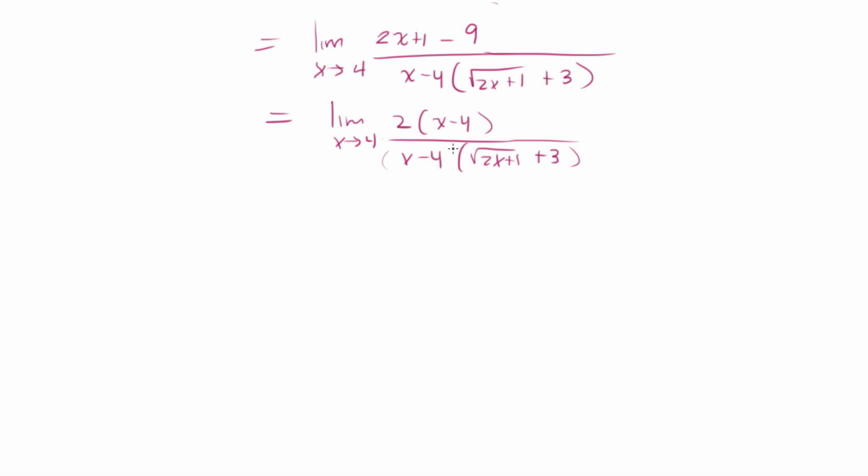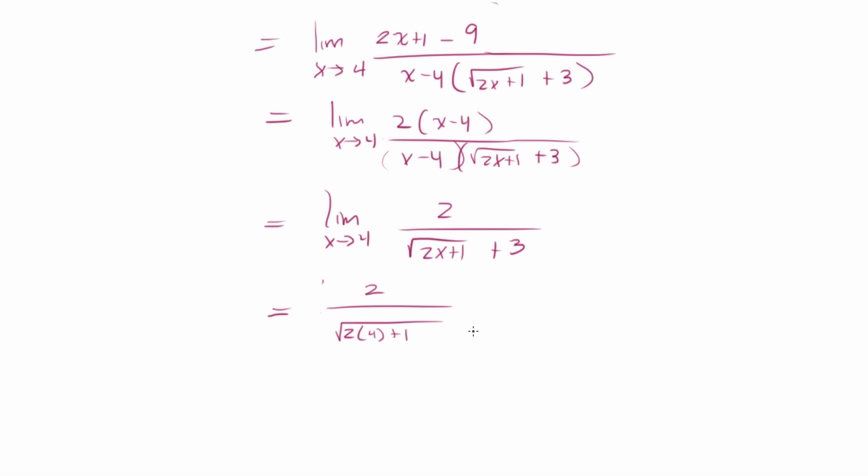Cancel the x minus 4 terms. So you're left with the limit when x approaches 4 of 2 over radical 2x plus 1 plus 3. And now you can go ahead and plug in the limit. So you got 2 over radical 2 times 4 plus 1 plus 3. 2 over radical 9 plus 3. 2 over 3 plus 3. 2 over 6, which of course is equal to 1/3, which is what we had previously.